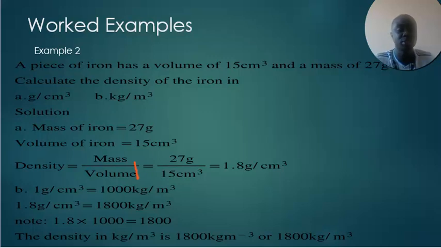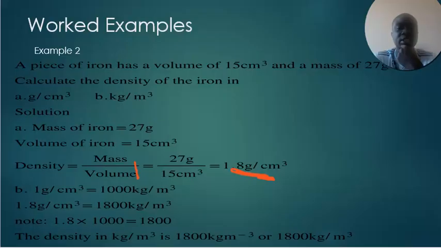So 27, this is the mass of the iron, 27 gram over the volume, which is 15 centimeter cube. When you punch 27 divided by 15, you get 1.8. Then the unit is gram per centimeter cube. And that is the answer to the first one.